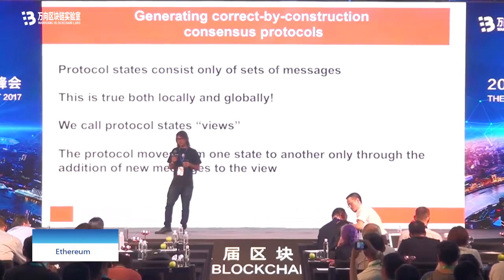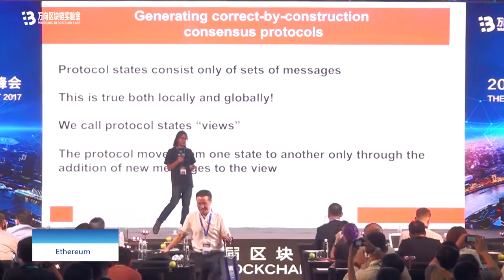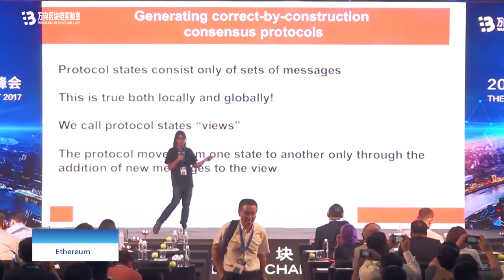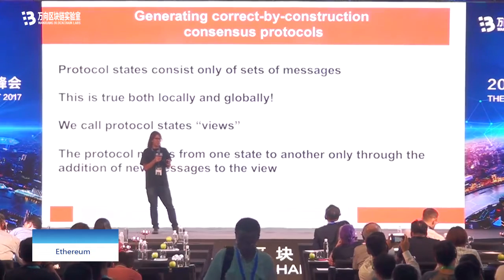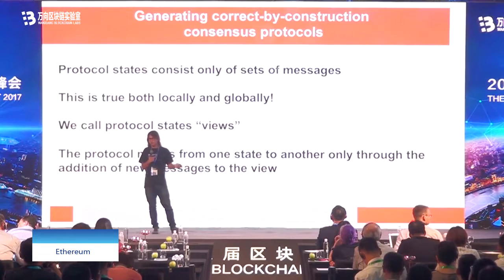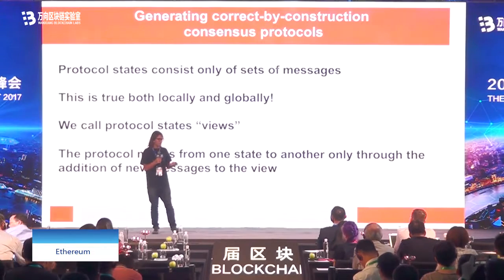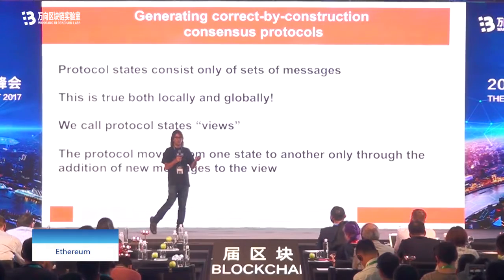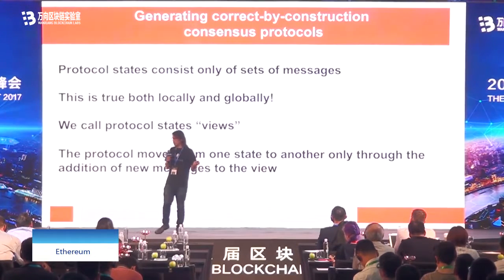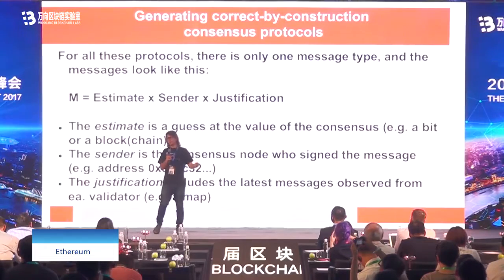So we're almost done with the exhausting bits. Protocol states are sets of messages, and this is for all these protocols. That's all the protocol state that there is. Whether you're talking about a local view or a global view, all there are is protocol messages, and updates to the protocol just correspond to the addition of new protocol messages into these sets of messages. So we're really talking about a very simple state for this protocol, just a set of protocol messages of this form: estimate, sender, justification.